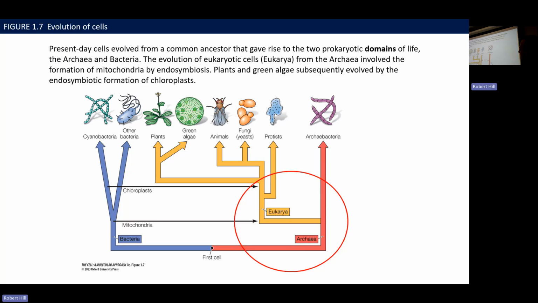Okay, so again, the key thing to note here is that eukarya came from archaea, but there was an assimilation from the bacterial through endosymbiosis that enabled it to diverge and become more complex.